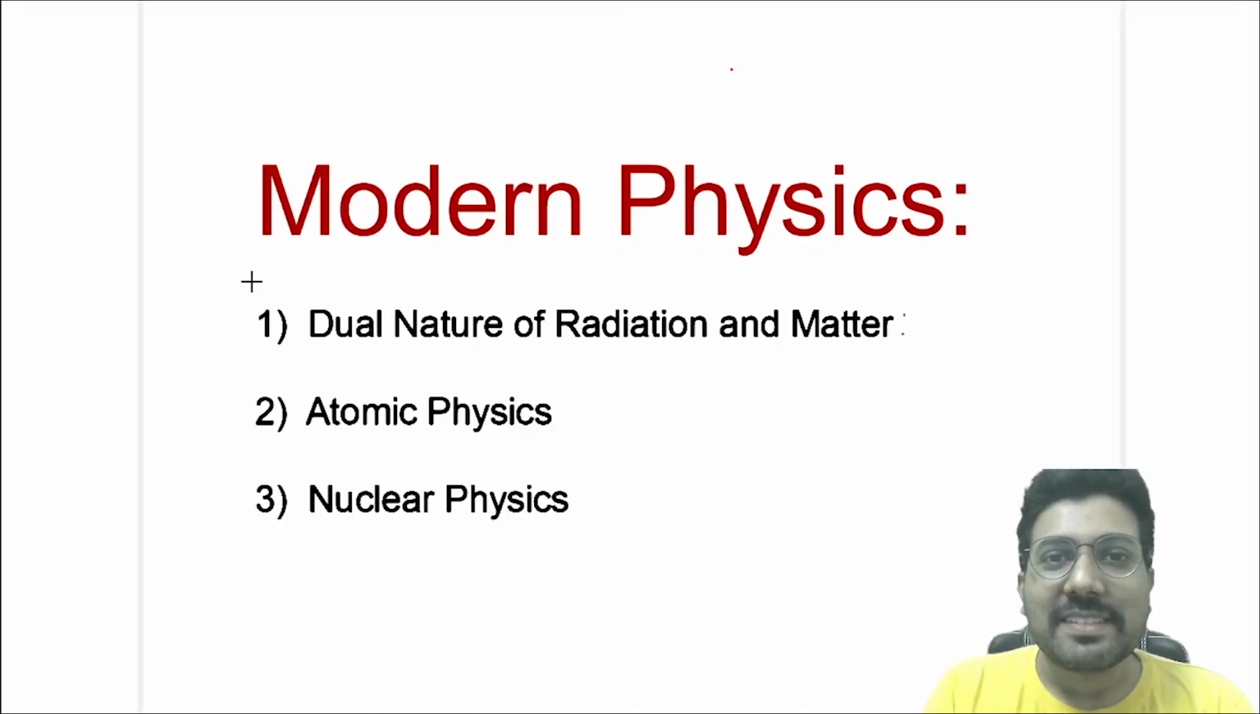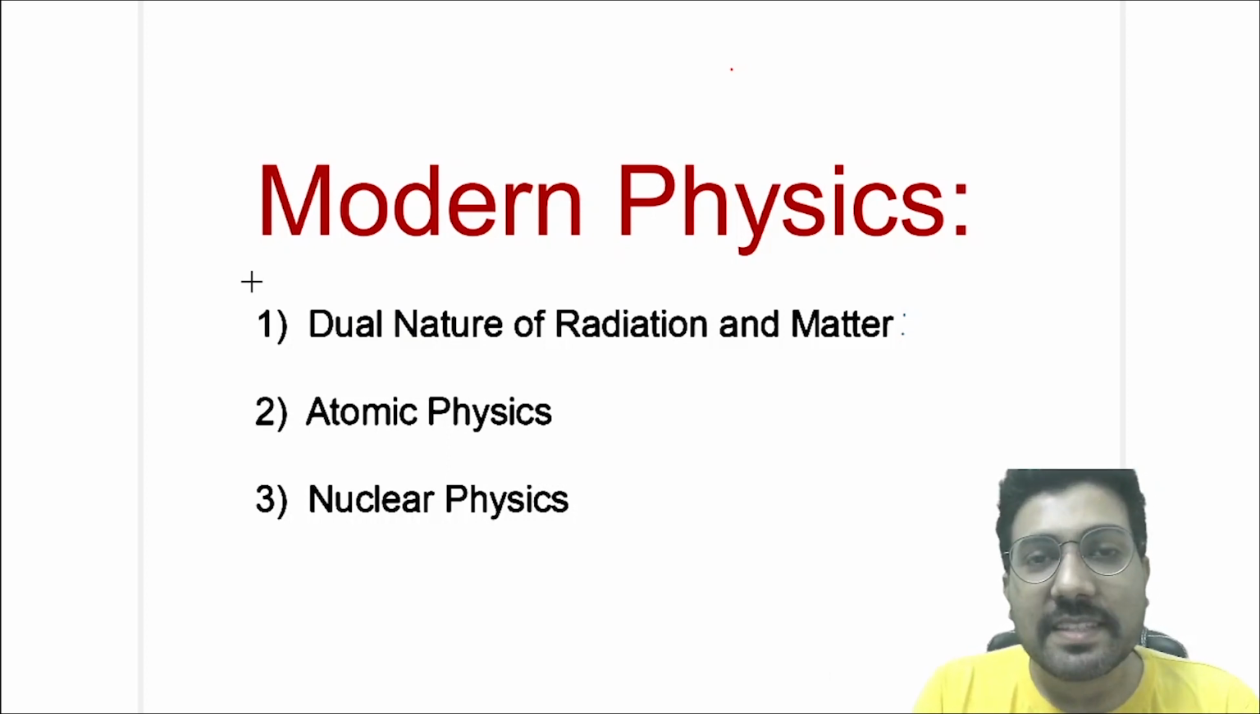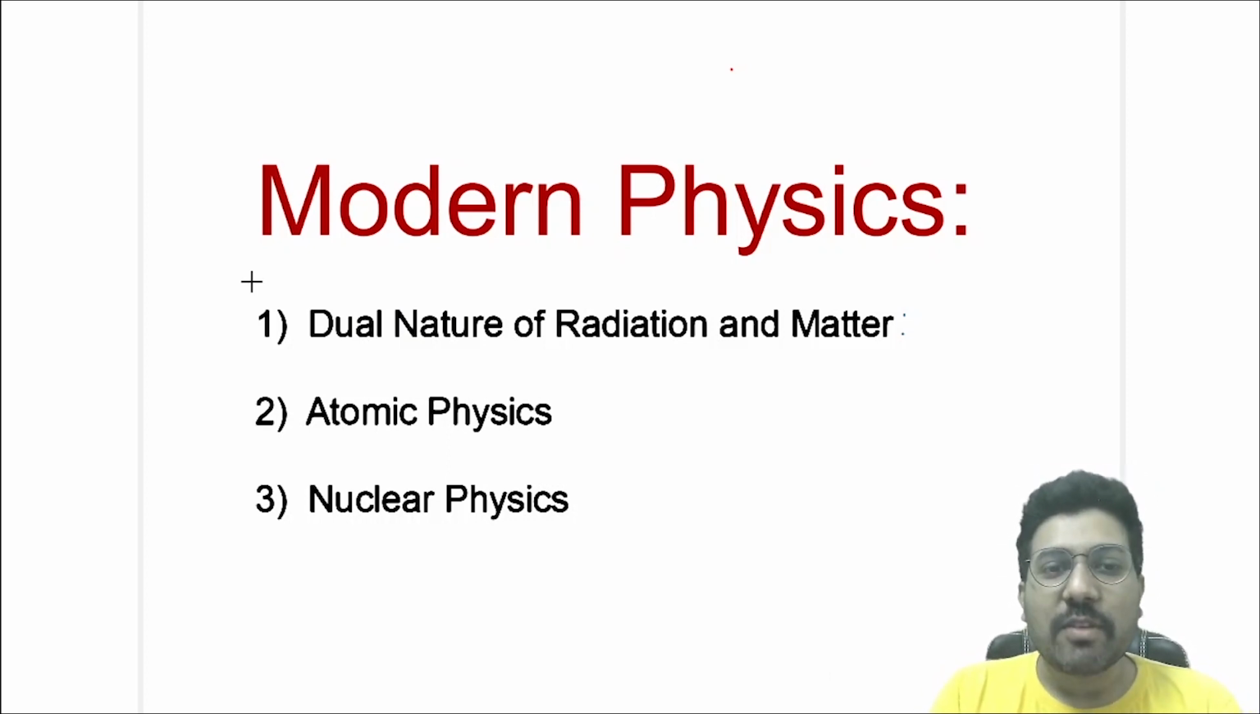Hello students, in this lecture series we'll be discussing modern physics. Modern physics comprises three chapters. The first chapter is dual nature of radiation and matter.